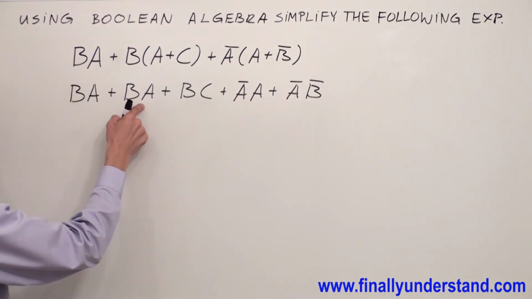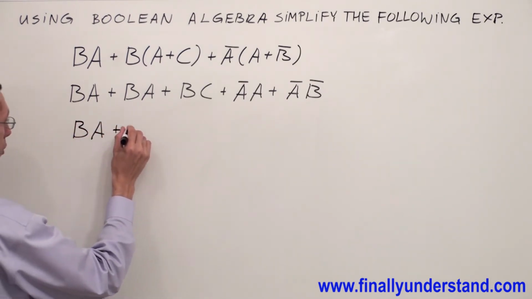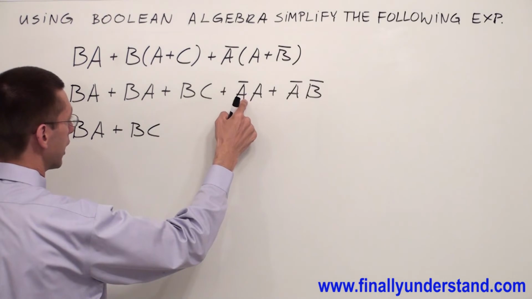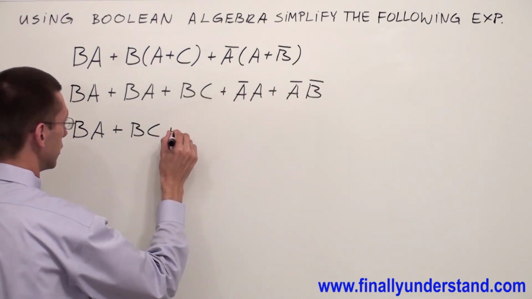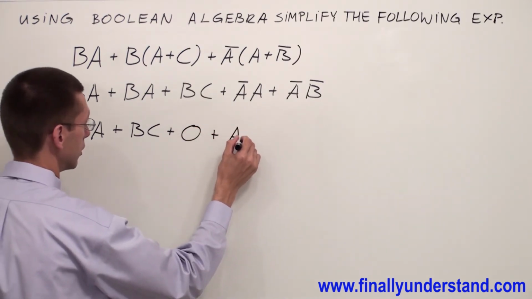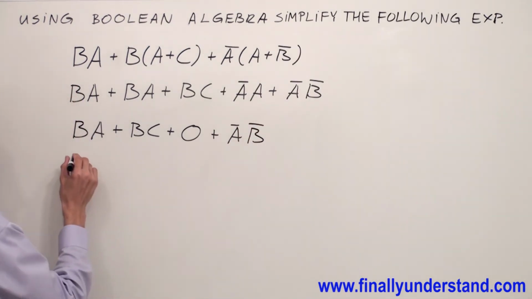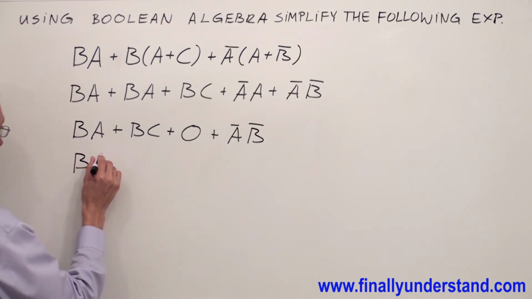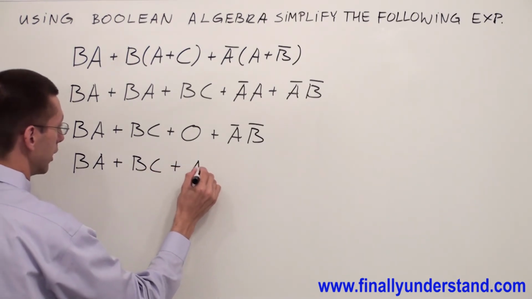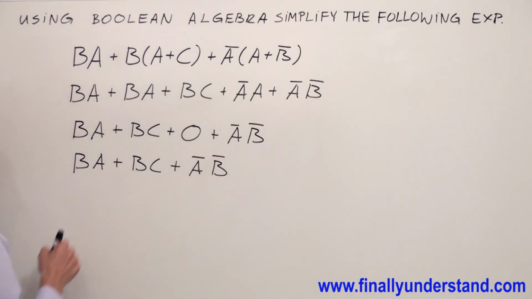BA or BA is equal BA or BC. A' times A is equal always 0, or A', I'm going to copy this down, B'. So I'm going to get BA or BC, or A'B'. You can leave your answer like it is.